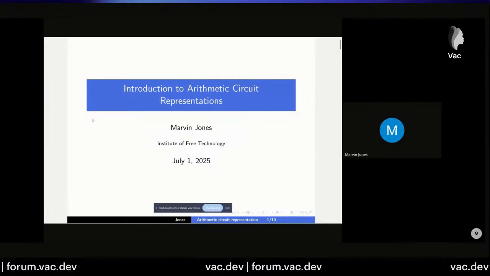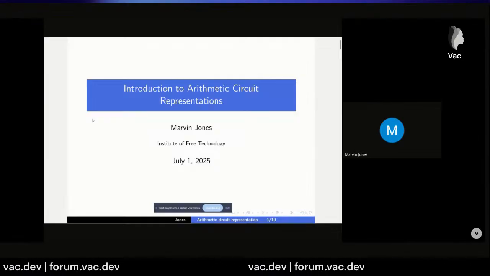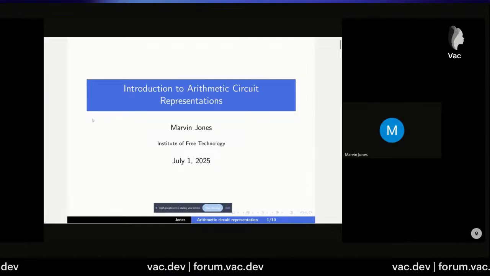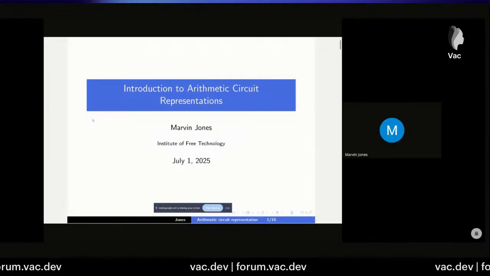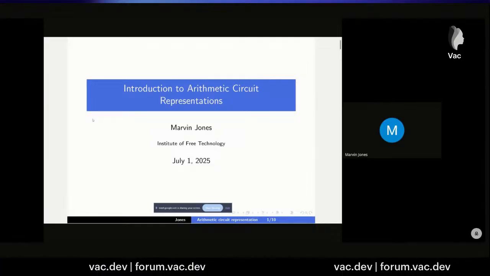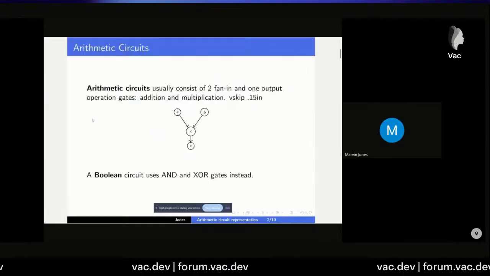All right. As Uger mentioned, I will be talking about arithmetic circuit representation. As for all the necessary parts of ZK, well, we'll get to that. But these are fundamental for ZK snarks. But yeah, so let's begin.